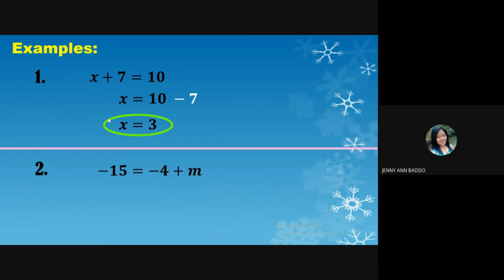Another example. Negative 15 equals negative 4 plus m. This time, we have to get rid of this negative 4. So to do that, we have to transpose it to the left side of the equation. So we have negative 15, and from negative 4, it now becomes positive 4 equals m. Simplifying negative 15 plus 4, that's negative 11 equals m. Therefore, negative 11 is a solution of the given equation.